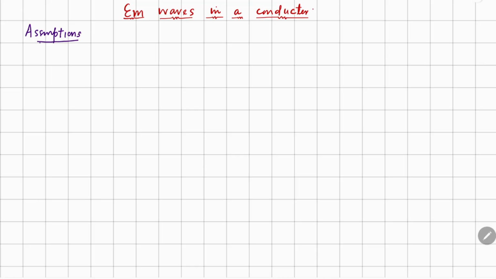After assumptions, we'll try to write the Maxwell's equations for the EM wave in case of a conductor. Basically, we have two types of Maxwell's equations here, and you don't need to get confused. I'll try to make it very easy for you, and it's actually a very easy topic. Then we'll write the wave equation, and see how it is different from that of the EM waves in free space and in dielectrics.